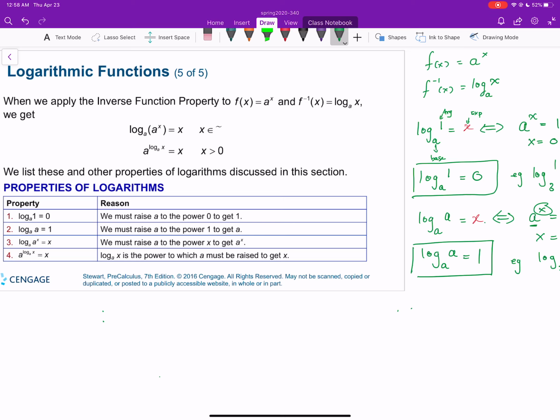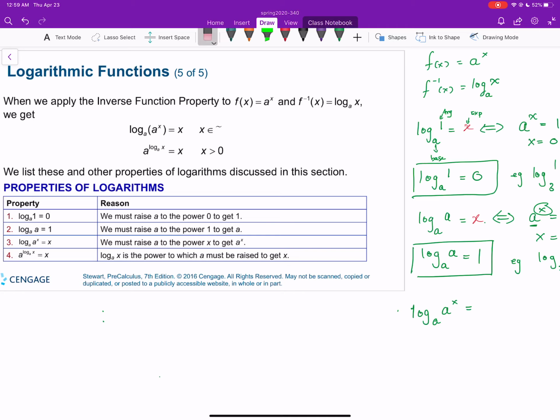So that's the second proof. Let's look at the third proof. The third proof is log a of a to the x. Well, again, this is kind of intuitive too. We're asking ourselves, to what power should we raise a to give us a to the x? Obviously, the outcome should be x. All right, but let's do the proof for that.